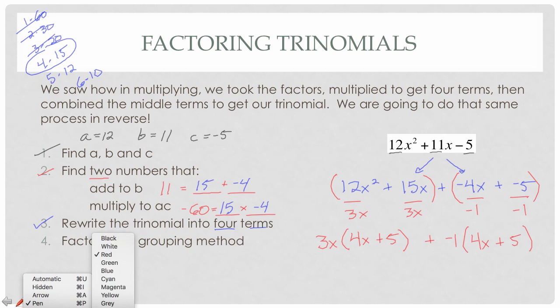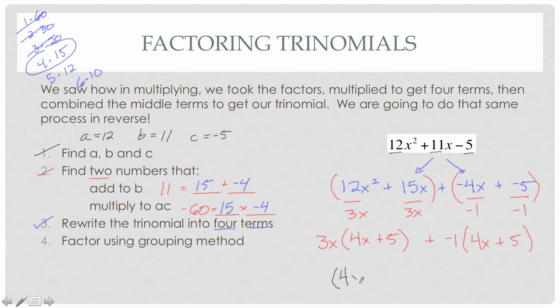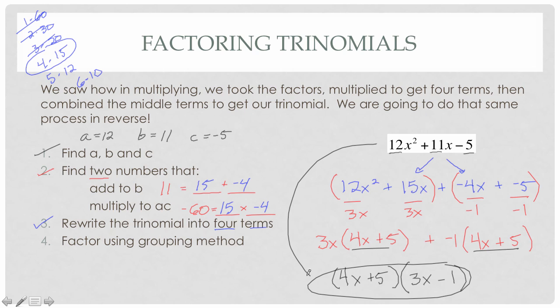So let me switch gears here. So the 4x plus 5 is in common. There's my common binomial right there and there. And when I factor those out, I'm left with 3x and the minus 1. Notice this is what we started with on the last slide. The last slide we multiplied 4x plus 5 times 3x minus 1 to get to this, but now we went through in reverse and factored it back out again.